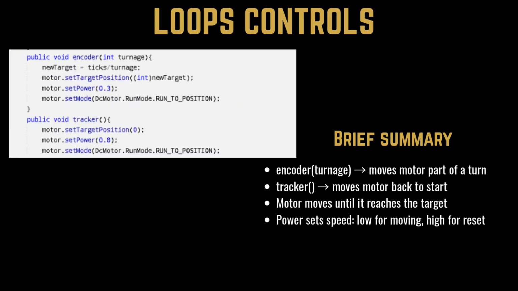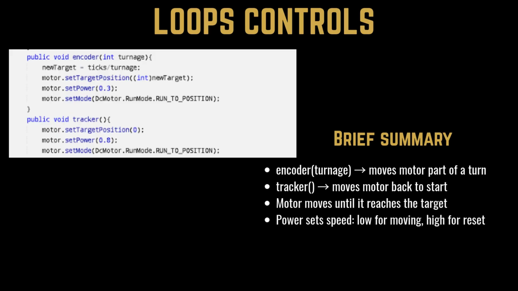What the tracker position function does is set the motor encoder position using dot setTargetPosition, which is in ticks, and we set it to 0 so it will go back. We set the motor power, and we set the mode to RUN_TO_POSITION so it will run at that speed to the position. Then we have the public encoder method, which moves the motor a part of a turn. We use the total number of ticks and how much we want it to turn. We set that as the new target, and we want it to go to that position.